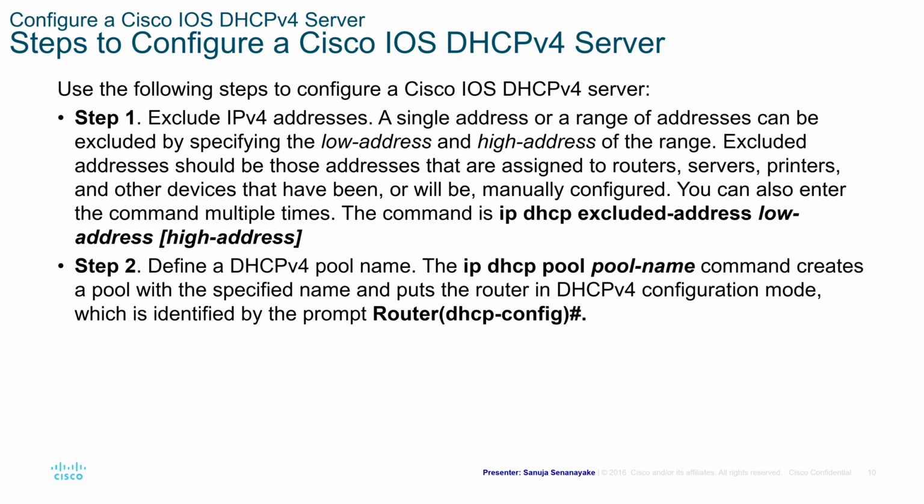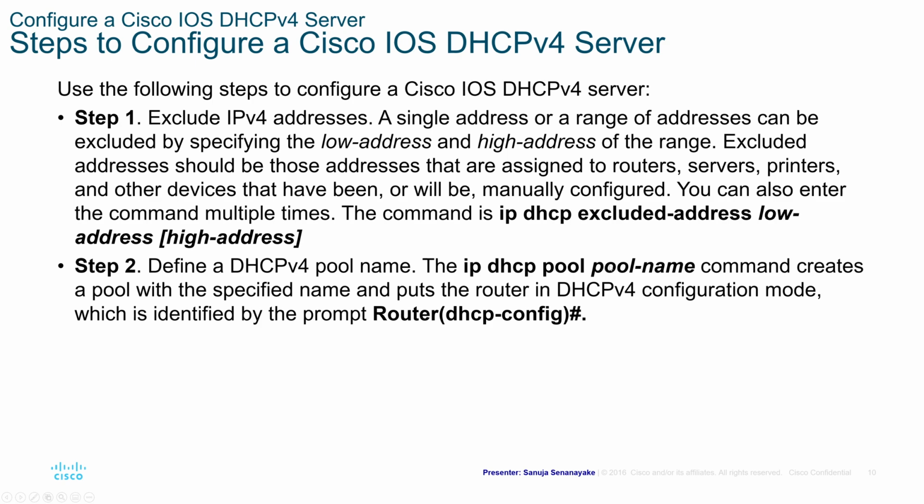In step 2, we're going to define the DHCPv4 pool name. In order to do that, we use ip dhcp pool, and then we give the pool name, whatever name you would like to give. This command creates a pool with the specified name and puts the router in DHCPv4 configuration mode, which is identified by the prompt Router(dhcp-config)#.